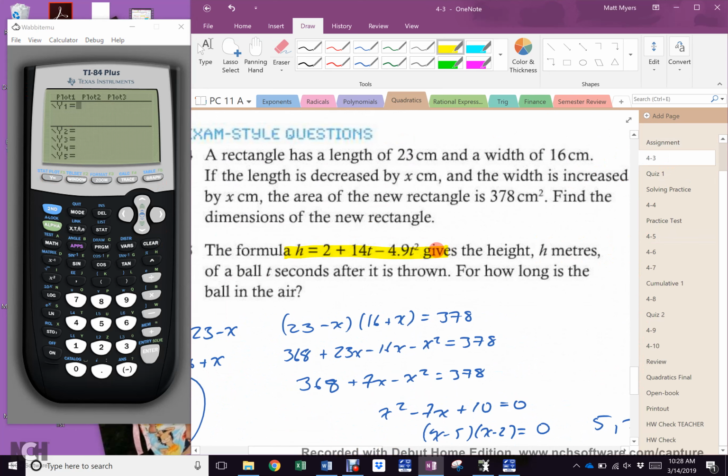Try to punch that into your calculator and give me the real life answer. See if you can figure it out. It's no problem if you can't. This is your first attempt. So get to the y equation and try to enter that. And then graph it and then tell me the answer.